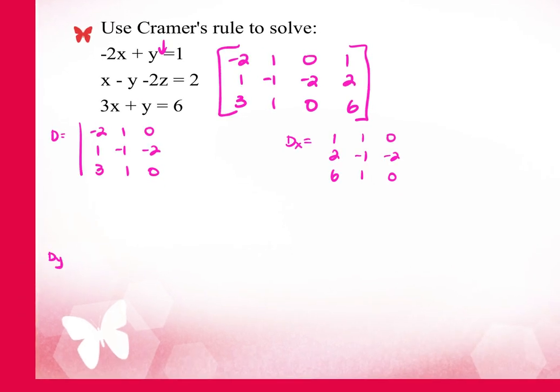D of y, we leave the x's. Negative 2, 1, 3. Replace the y's with the constant. 1, 2, 6. Keep the z's. 0, negative 2, 0. And last up, D of z. We keep the x's. We keep the y's. We replace the z's with the constants.